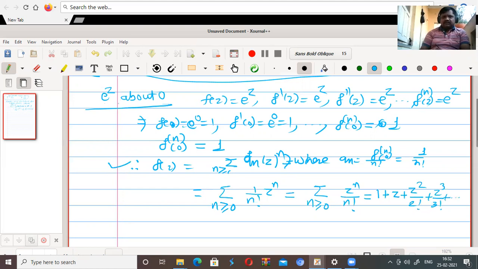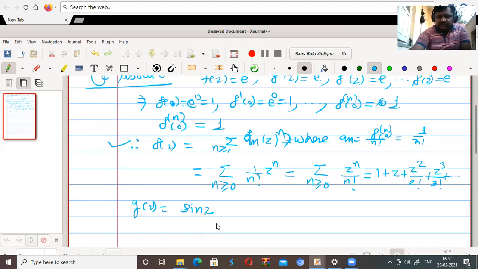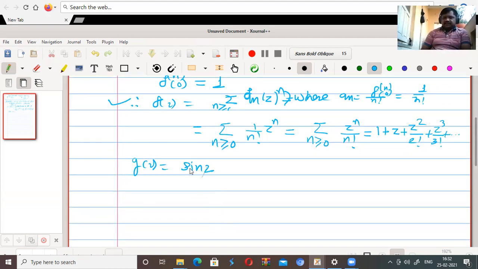So we know that e to the power x is also like this, and so e to the power z is that. Similarly, you can also find sin z. If g of z equal to sin z, you can obtain the Taylor series expansion of sin z. So g dash of z is equal to what? cos z. Can I write cos z as sin of pi by 2 plus z, that is sin pi by 2 cos z plus cos pi by 2 sin z?